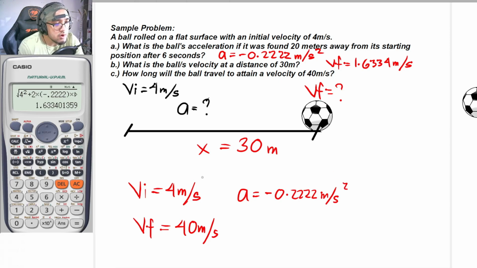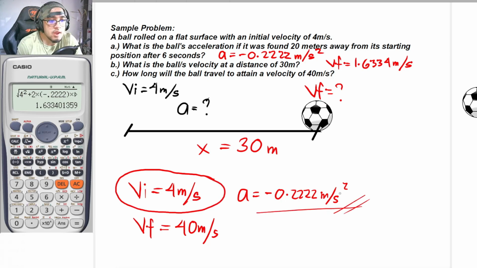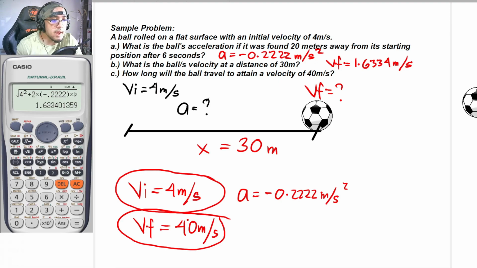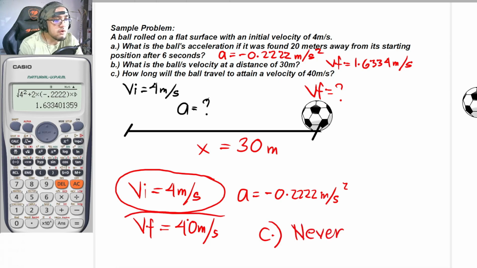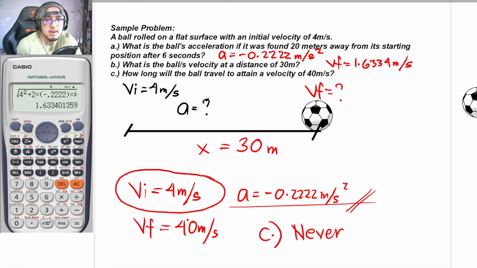It means that your ball is actually slowing down. So if your initial velocity is 4 meters per second and it is slowing down, it will never attain this velocity unless another external factor is applied to your system. Let's say it was kicked another time, that would be the way for it to attain 40 meters per second. So for letter C, the answer is never. It will never attain 40 meters per second because, once again, for your initial velocity of 4 meters per second, the speed is decreasing.